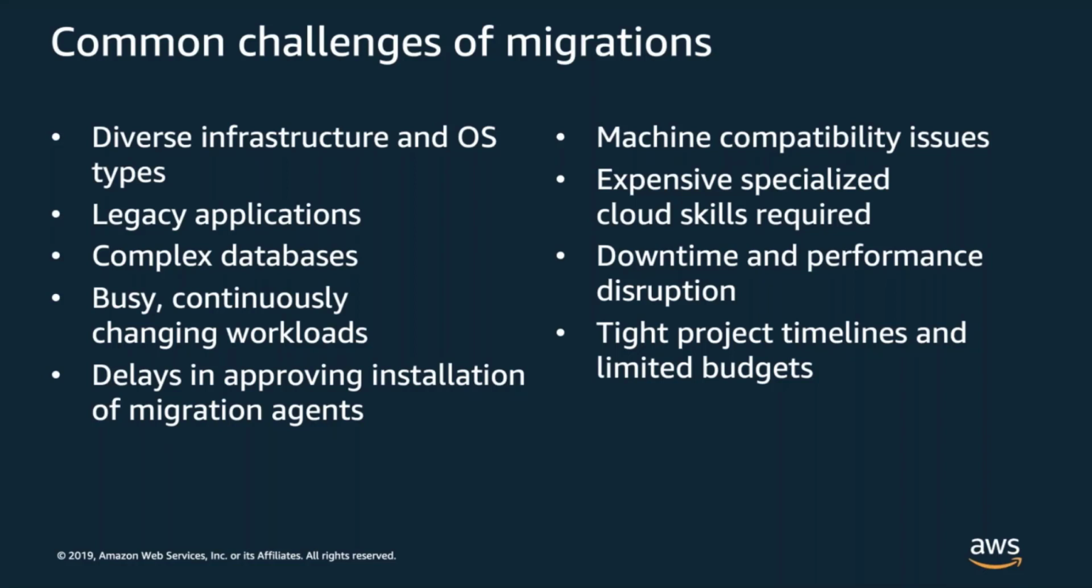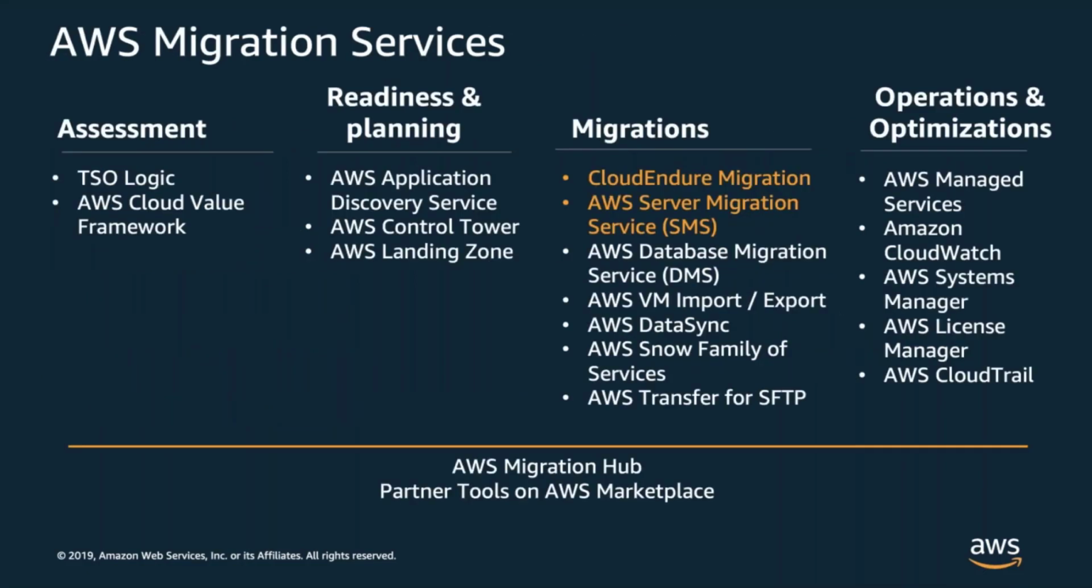There will be machine compatibility issues, or you are dealing with situations where you cannot afford any downtime or performance disruption during this migration. One challenge that customers plan upfront is whether they can get any agents installed to perform migrations. If there are delays in approving agent installations, they want a solution which is agentless. So after hearing this customer feedback and discussing challenges, AWS has created a very comprehensive set of services.